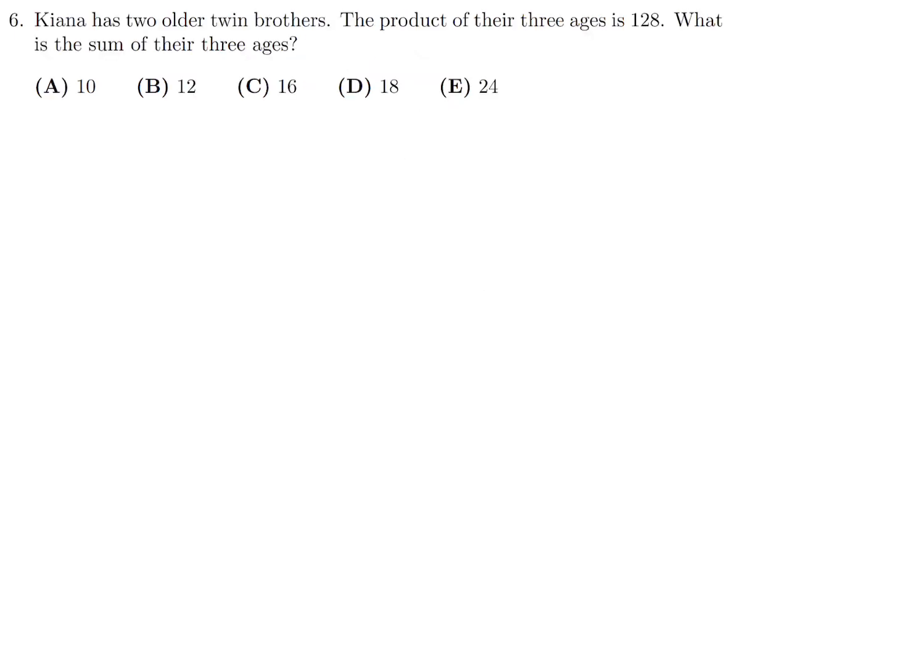Kiana has 2 older twin brothers. The product of their ages is 128. What is the sum of their 3 ages? So you have Kiana, and then you have brother and brother. And when you multiply them, k times b times b, it equals 128.